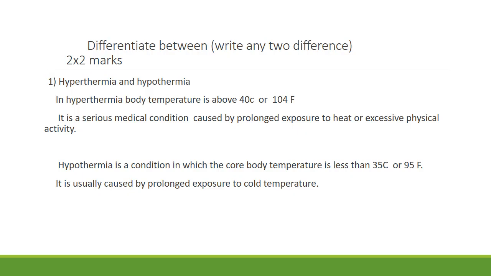Then comes hypothermia. Hypothermia is a condition in which the core body temperature is less than 35 degrees centigrade or less than 95 degree Fahrenheit, and it is usually caused by prolonged exposure to cold temperature. So in hypothermia the 2 points are: the body temperature is less than 35 degrees centigrade or 95 degree Fahrenheit, and the reason for the occurrence of hypothermia is prolonged exposure to cold. These are the 2 points.